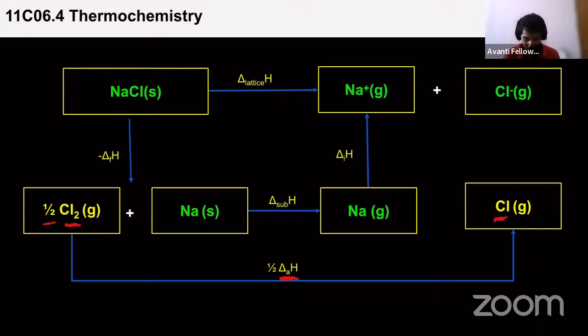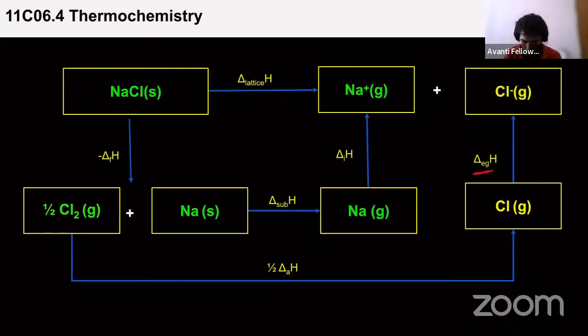Okay. Now, after getting the gaseous atom, we'll convert the chlorine into Cl minus ion. That means we are adding an electron to chlorine. What is this energy called? Whenever we are adding an extra electron to the atom, that is called electron gain enthalpy.